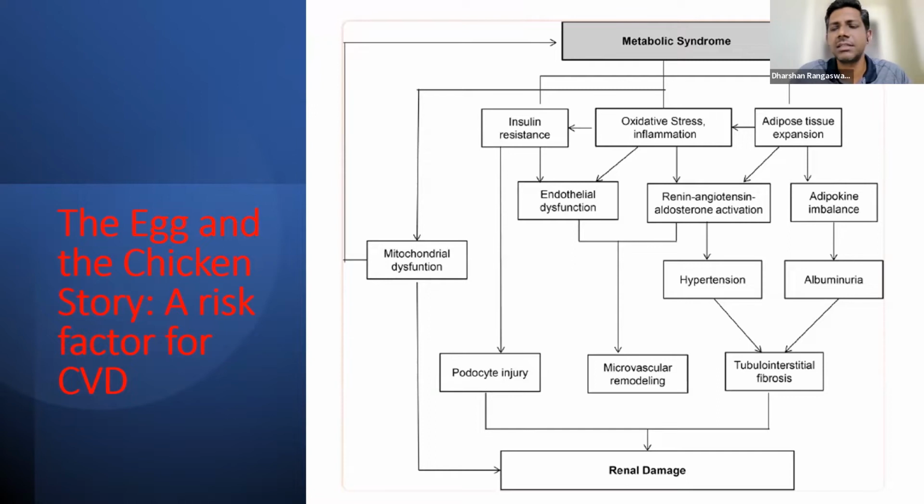So the ultimate pathway for renal injury is podocyte injury, microvascular remodeling, tubulointerstitial fibrosis. Also, it's the mitochondrial dysfunction, which, as Madam spoke in her initial introduction, is the workhorse for a cell, comes from the metabolic syndrome and contributes to its progression. So it's just a vicious cycle, each one contributing to the other's decline.